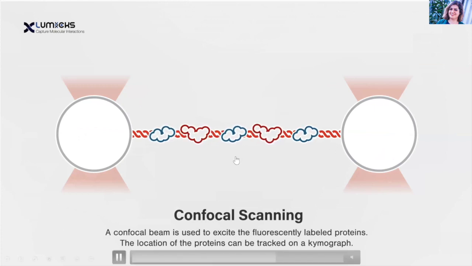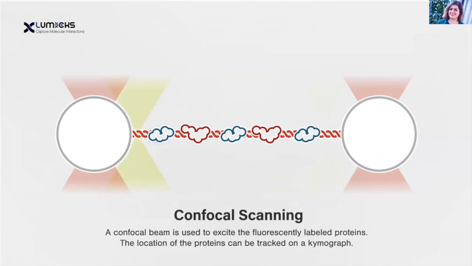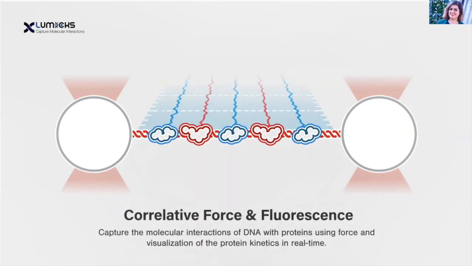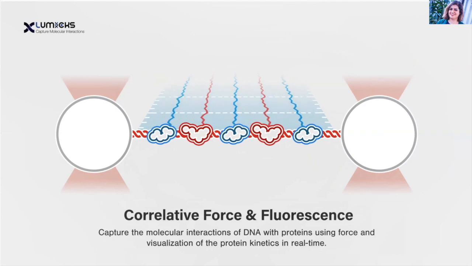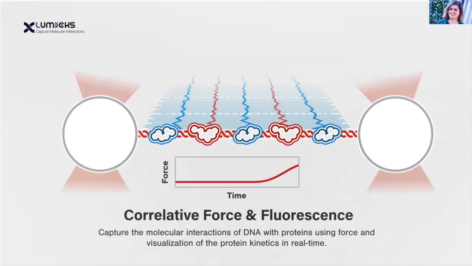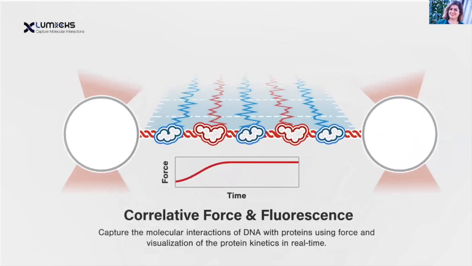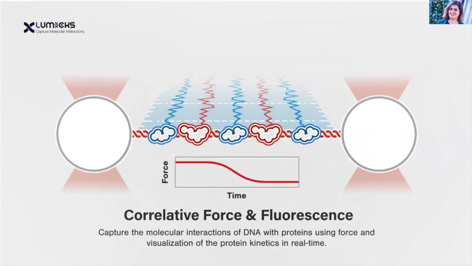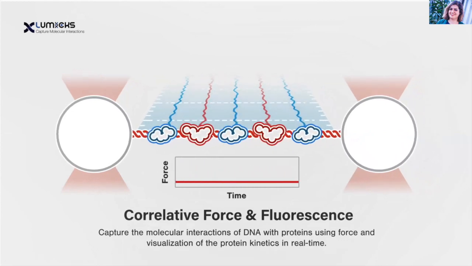So as you can see here, not only can you manipulate the DNA molecule that is attached to the beads, but at the same time you can look at the proteins of interest that are bound to the DNA and get dynamic information from it, which I will explain later as well. And this is just showing that at the same time that you image these fluorescently labeled proteins that are bound to DNA, you can do force measurements as well by moving the traps away from each other and applying tension to the DNA.